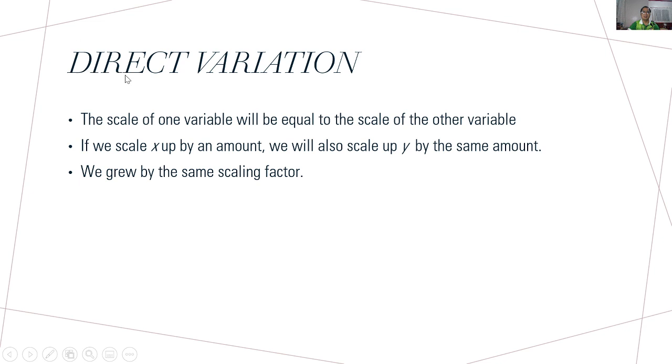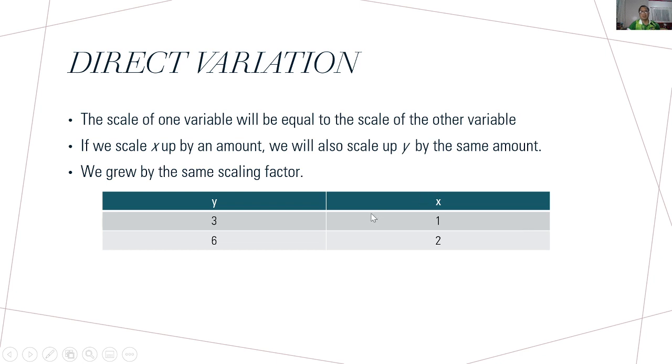And in direct variation, we grow by the same scaling factor. As the value of our x grows by a scaling factor, our y does the same, it also grows by the same scaling factor. Let's have an example. I have here a table of values, y and x. Now, the values of x are 1 and 2. Look at the values of y, 3 and 6.